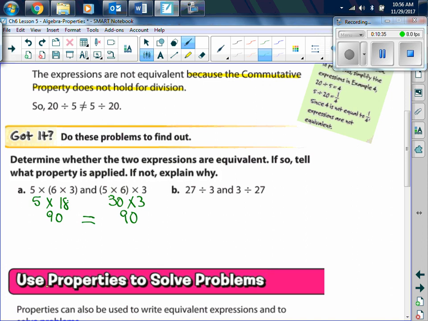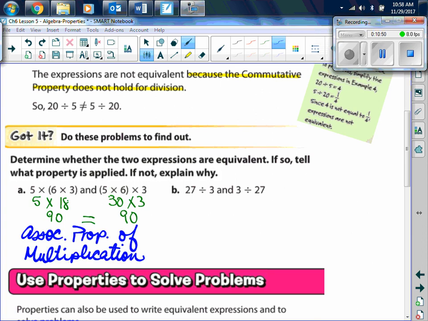Okay, what property were we able to use here? The associative property of multiplication. Very good. And that's what I want you to write as your answer. So that is the associative property of multiplication. And you can abbreviate, you can put mult over there if you want to.